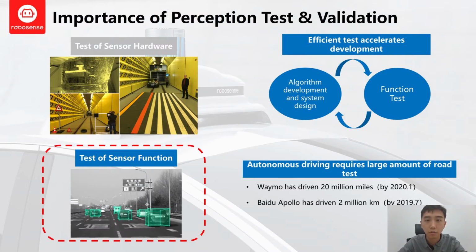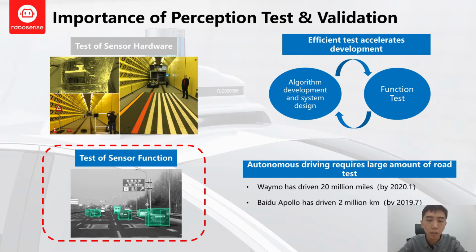Actually, we need some solid tests and validation. From our point of view, there are two types of tests. The first one is the test of sensor hardware. For example, LiDAR. We may test the ranging accuracy, ranging resolution, and intensity of this sensor. These are all about the sensor hardware. This part is very important, but we don't want to focus too much on this part. We are going to focus more on the other type of test, the test of sensor function.